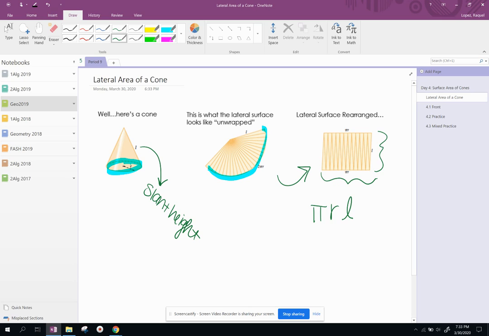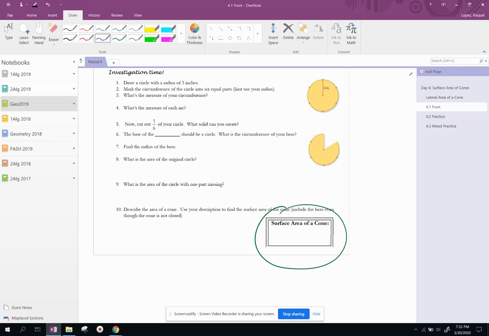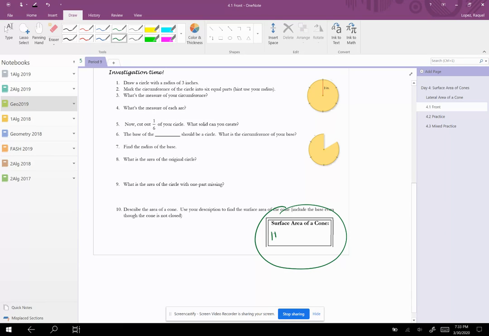We still need to add on the bottom of that circle. So that means if we're going to add it, we add pi r squared because that's the formula for the area of a circle. And this is your formula for the total surface area of a cone. So what I want you to do is in your notes, go back over to this page, and in that little box there, I want you to write this down. Pi r squared plus pi r l.